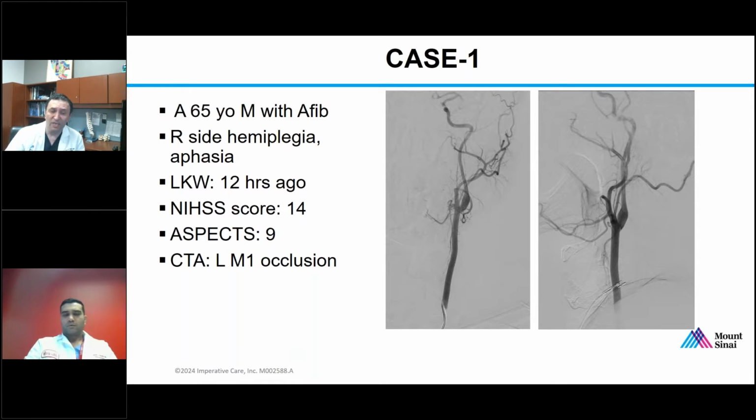As you see here, the key in this approach is in your neck roadmap of AP and lateral, you're showing all the way from the aortic arch to the intracranial segment of the internal carotid artery. That will enable you to advance your 035 guide catheter all the way to the cavernous segment, and then drive your Zoom 88 guide catheter to the intracranial segment of the ICA.